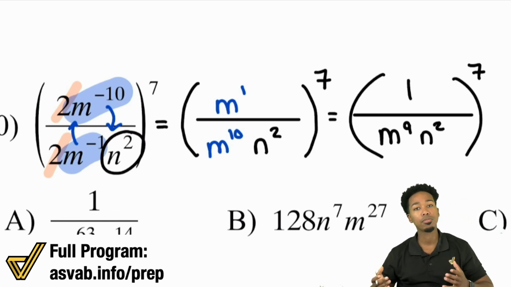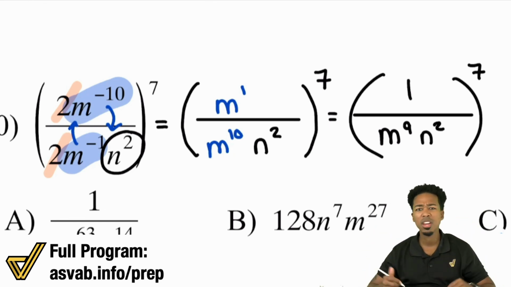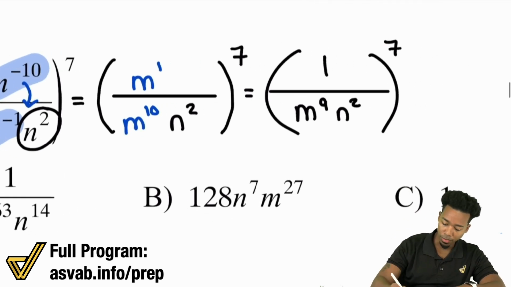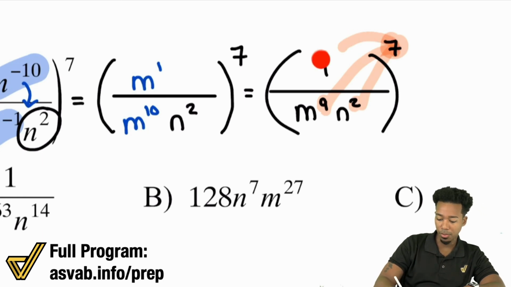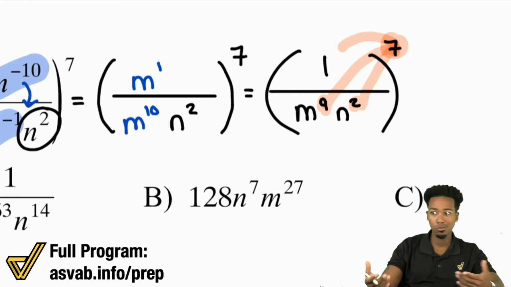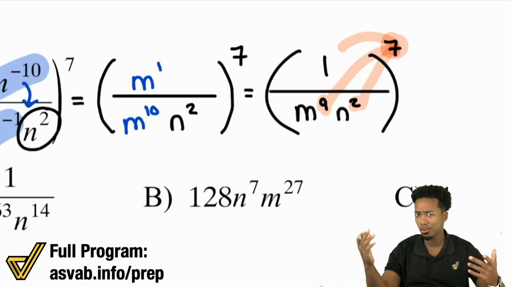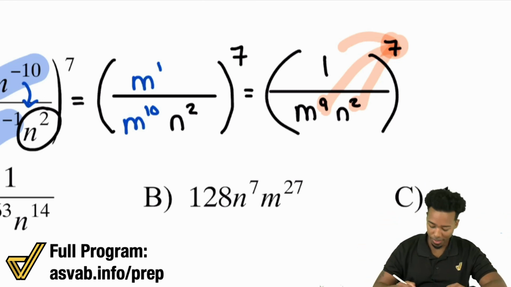So now that it's simplified, the application of the power of power laws is going to be very straightforward. So we're going to apply that 7, that exponent, here, here, and here. It's a little redundant to say for the 1 because 1 to any power is still going to be 1. 1 squared is 1 times 1, that's 1. 1 cubed, 1 times 1 times 1, still 1. So we don't have to worry about that. That's going to stay 1.